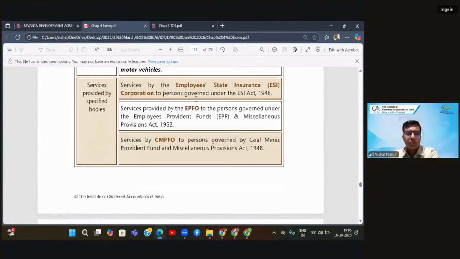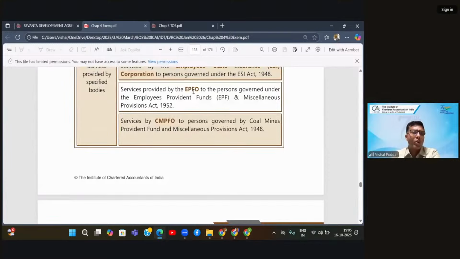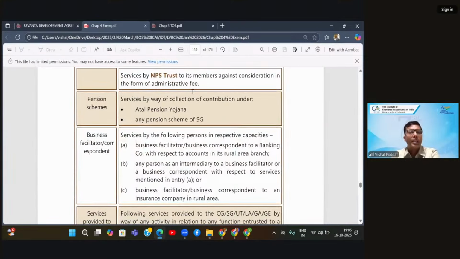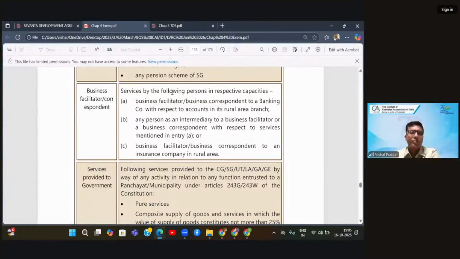exempt. Then there are specified bodies or entities, the services of which are exempt, like ESIC, EPFO. We know all these entities. So all these entities, when they are charging any fees to their members, that is what is exempt. Then services of business facilitators.